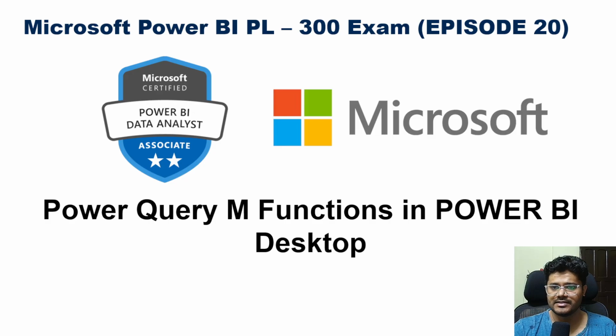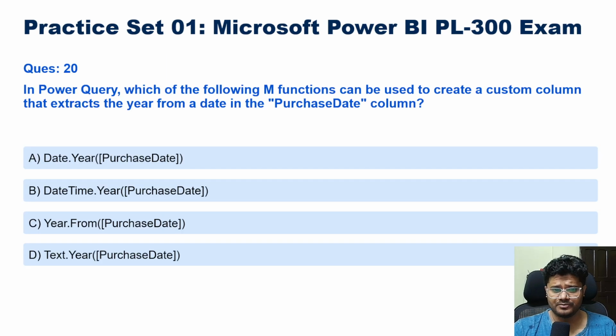So that being said, let's jump in and see today's question 20. It says, in Power Query, which of the following M functions can be used to create a custom column that extracts the year from a date in the purchase date column? Option A is Date.Year(purchase date), B is DateTime.Year(purchase date), C is Year.From(purchase date), and D is Text.Year(purchase date). So you can think about what the solution to this question is. I'm going to pause the video here for 10 seconds. Your time starts now.